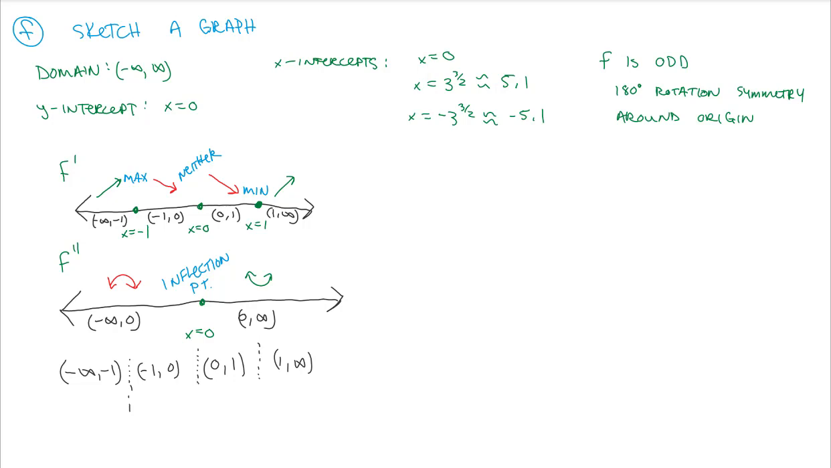And from negative infinity to negative 1, our function is increasing and concave down, which is going to look something like this. And when the function from negative 1 to 0 is decreasing and concave down, it's going to look something like this. From 0 to positive 1, it's decreasing and concave up, which looks something like that. And when it's from 1 to infinity, it's increasing and concave up, which looks something like this.